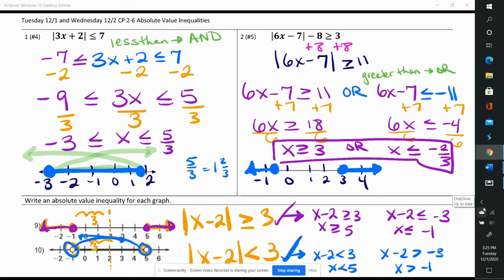That's it for the Jamboard practice assignment on 2-6, solving absolute value inequalities.